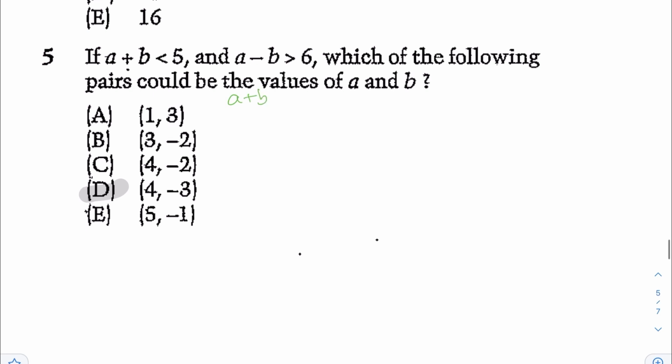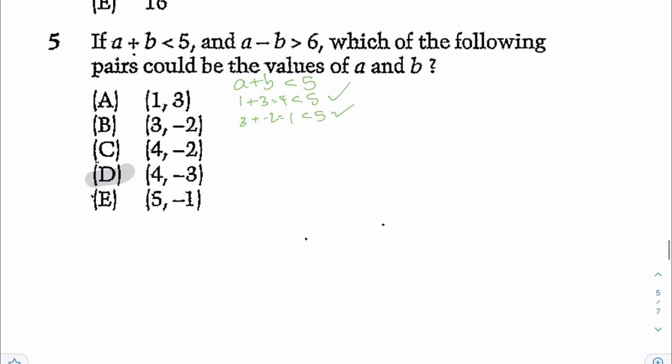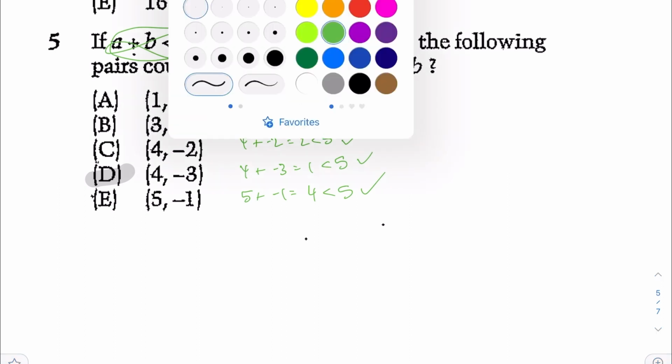So the sum of these 2 points has to be less than 5. So for choice A, you have 1 plus 3. That's equal to 4. That's less than 5, so that's okay. For choice B, 3 plus negative 2 is equal to 1. That's less than 5, so that's fine. For choice C, 4 plus negative 2 is equal to 2, and that's less than 5, so that's good. For choice D, 4 plus negative 3 is equal to 1, which is less than 5, so that's okay. And then 5 plus negative 1 is equal to 4, which is also less than 5. So this was useless for us because it didn't eliminate any of the choices.